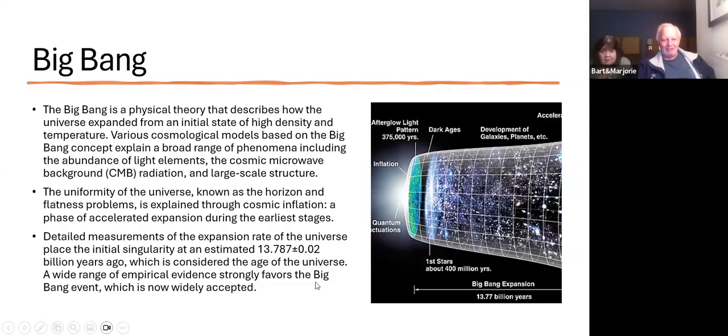People stand by this. It's amazing that we started the 20th century and didn't have a clue as to what this thing is. And here we are dealing with 13,787,000,000 plus or minus 0.02 billion years ago. Okay, so we know a lot more about when this bang occurred than we did when we initially started. But it's the interpretation of the bang. Where did the bang come from that we're going to deal with?